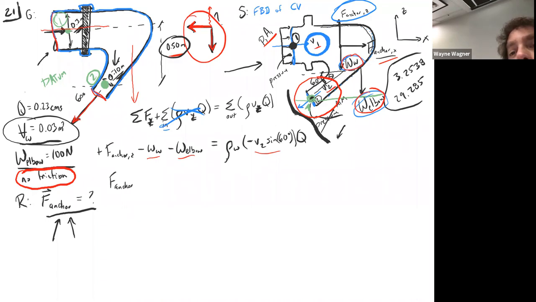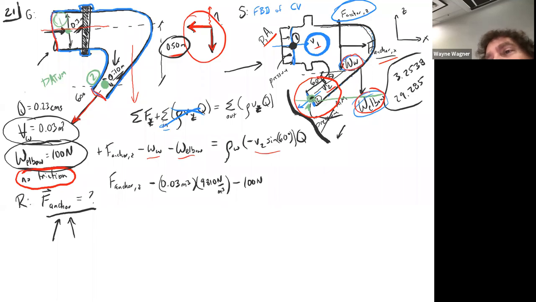Okay, so F anchor comma Z minus the weight of the water, which is the volume of the water. This is going to be 0.03 cubic meters times the specific weight of the water, 9810 newtons per meter cubed, minus the weight of the elbow given. Remember, I just made that number up, so if you work this problem in the book, you're not going to get that same number. I could make this number so big that it dwarfs everything else. The rho of the water is 1,000 kilograms per meter cubed.